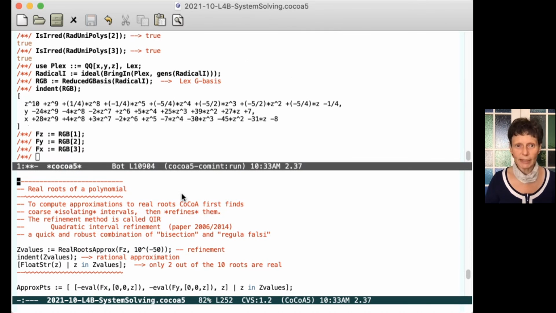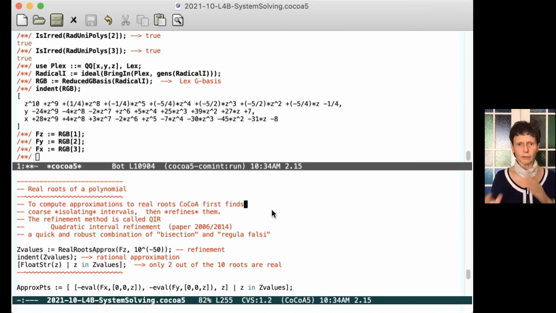This is a chapter by itself, and John Abbott is an expert on this. He implemented an algorithm in CoCoA to compute the real roots of a polynomial. The common strategy is that when you know a polynomial has roots without multiplicity, you can make an isolating interval for each root of this polynomial. Then, when you know the root is in an interval, you can refine this interval and make it smaller and smaller.